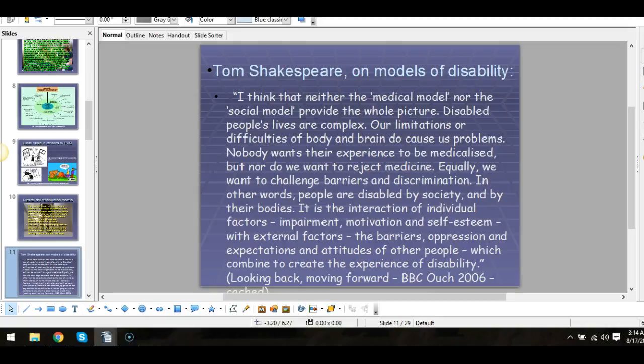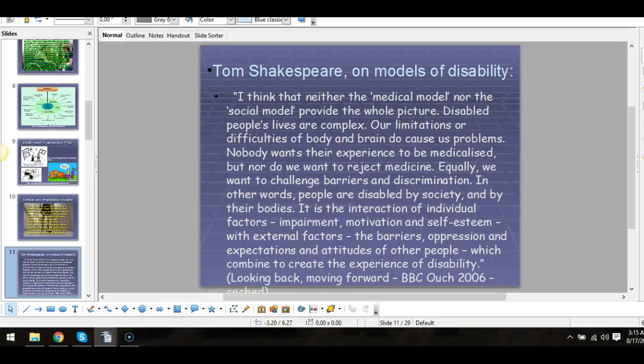Tom Shakespeare, who is a disability activist and a professor, said the following on models of disability. I think that neither the medical model nor the social model provide the whole picture. Disabled people's lives are complex. Our limitations or difficulties of body and brain do cause us problems. Nobody wants their experience to be medicalized, but nor do we want to reject medicine. Equally, we want to challenge barriers and discrimination. In other words, people are disabled by society and by their bodies.